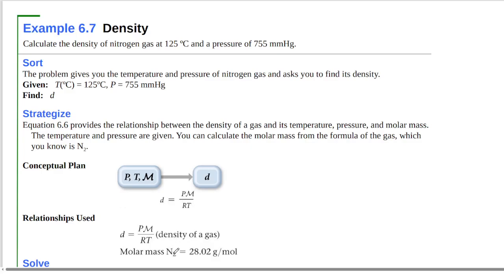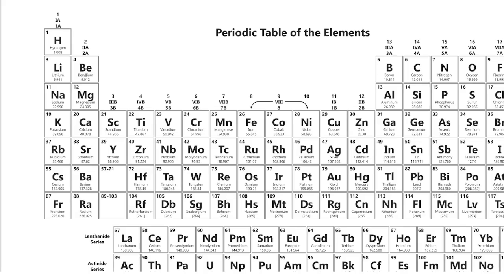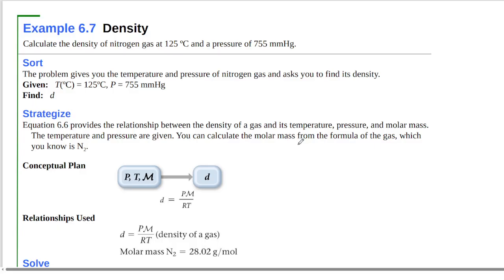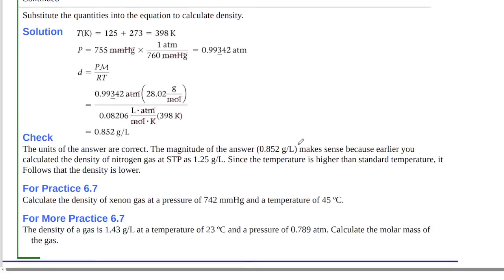The molar mass of N2, nitrogen gas, is 28.02 grams per mole, and that's because it is a diatomic molecule consisting of two nitrogens, and nitrogen is 14.007 grams per mole. Well, let's go ahead and get started with this. So first we have to convert all of our quantities into units that match our gas law constant, which is 0.08206 liters atmospheres per mole Kelvin.